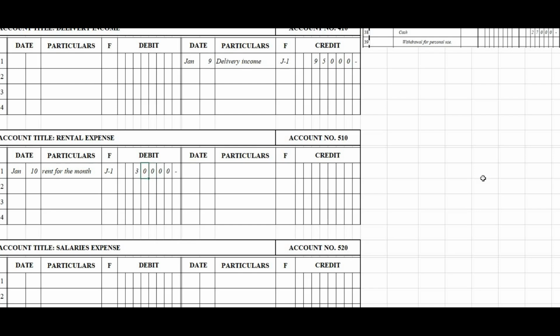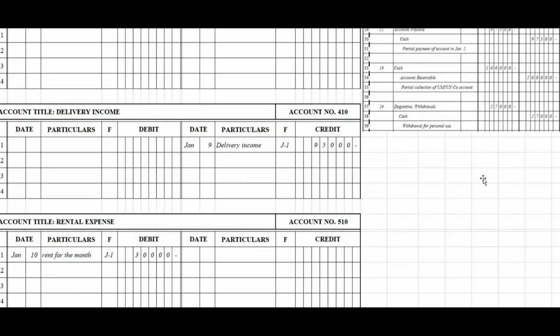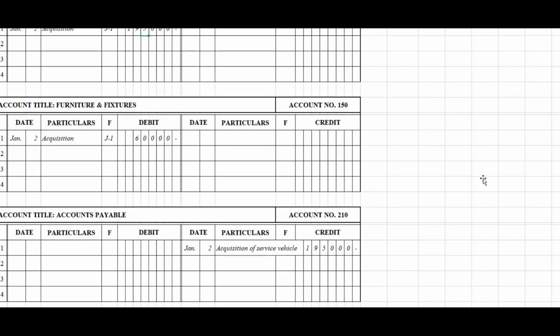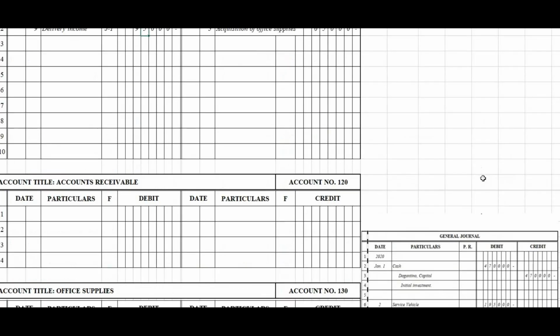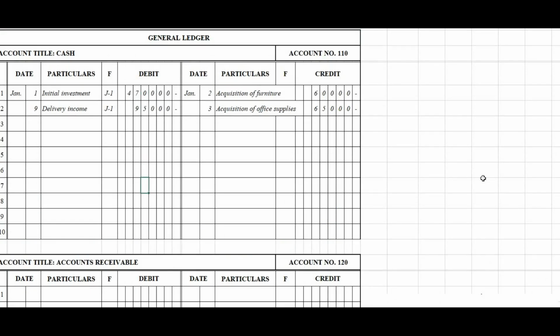And then the partner is the cash, credited. So the amount is 30,000.